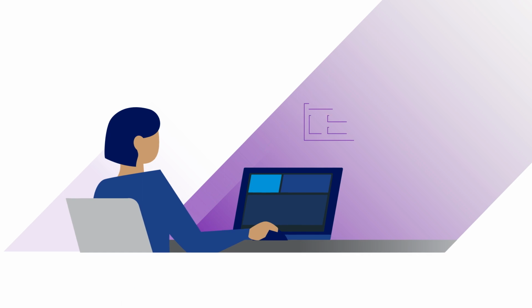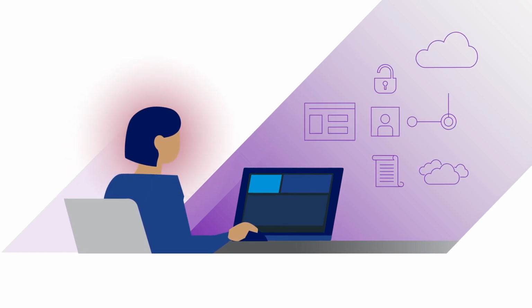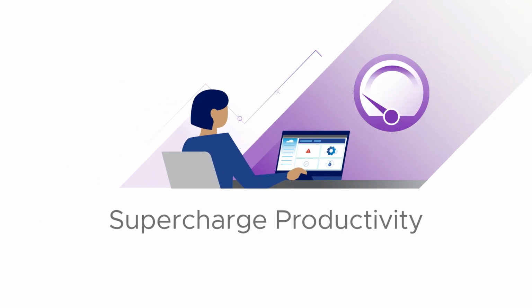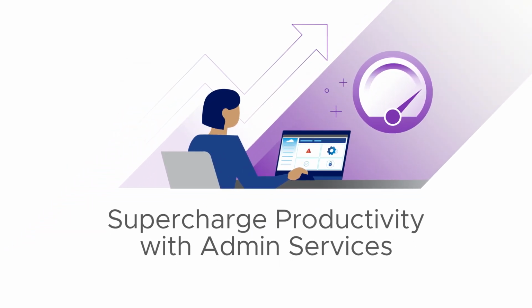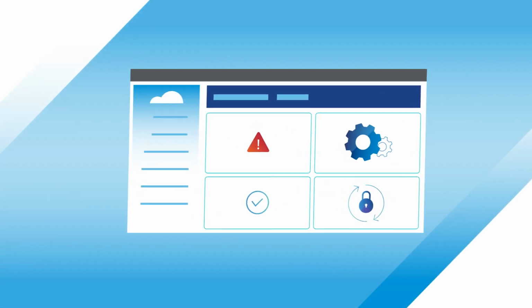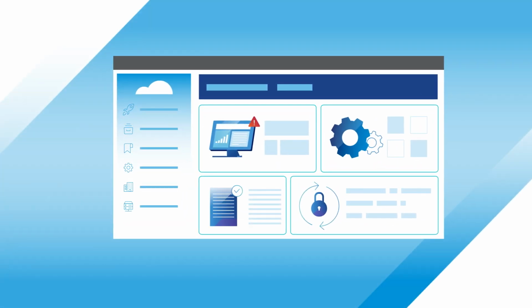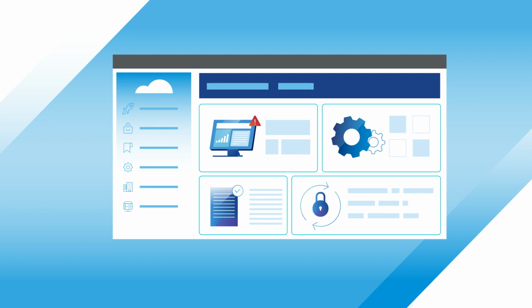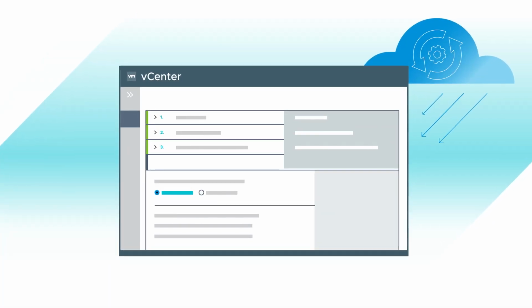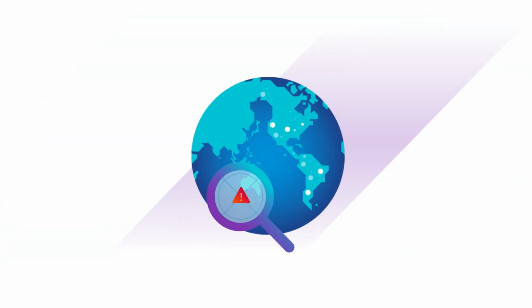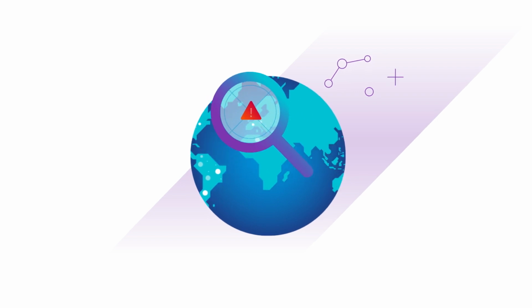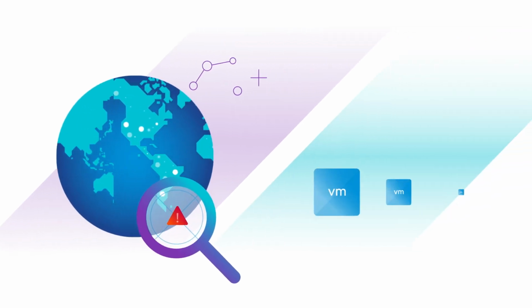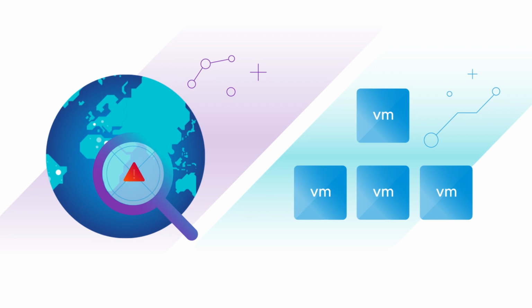Are infrastructure silos and complex multi-vCenter environments creating inefficiencies for your IT ops teams? vSphere Plus supercharges productivity with admin services. Through the VMware Cloud Console, admins can improve operational efficiency by centralizing management and governance. They can simplify vCenter lifecycle management through cloud-enabled automation and promptly remediate configuration drift, and easily monitor global inventory, alert status, and security posture, and provision VMs to any vSphere cluster.